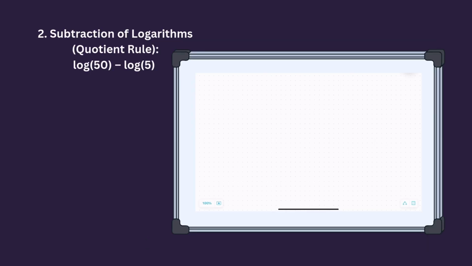So we have here example 2, subtraction of logarithms, also known as the quotient rule. So log of 50 minus log of 5.